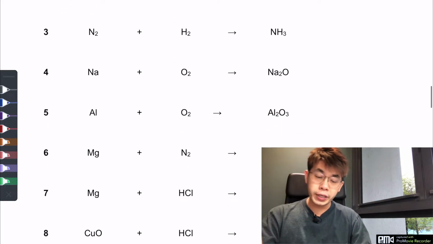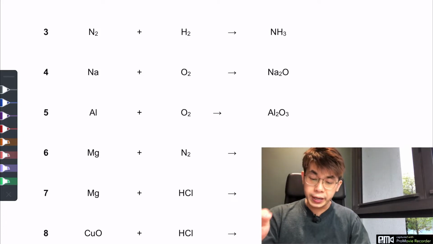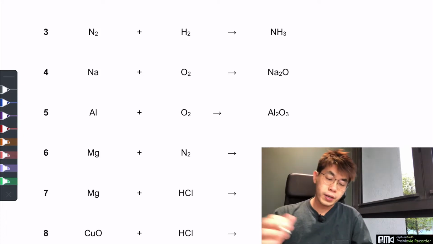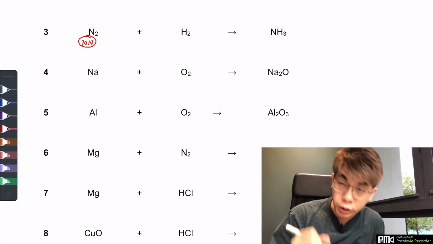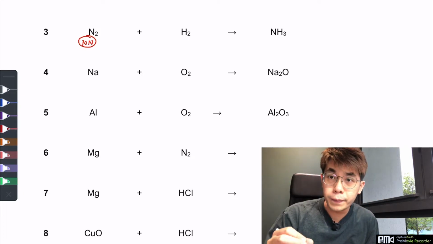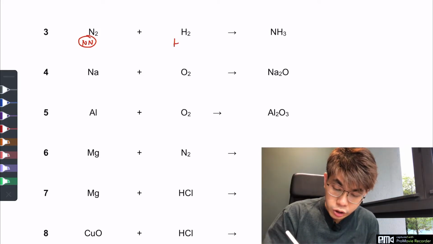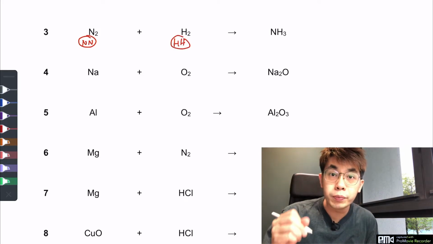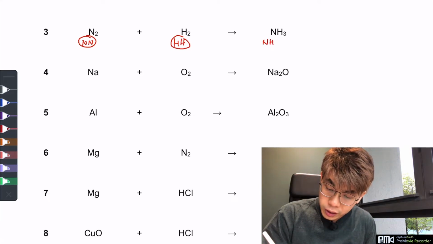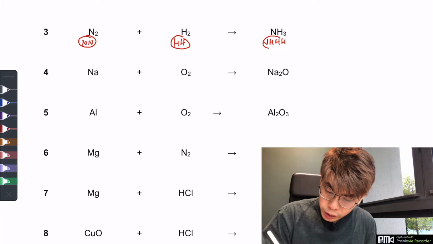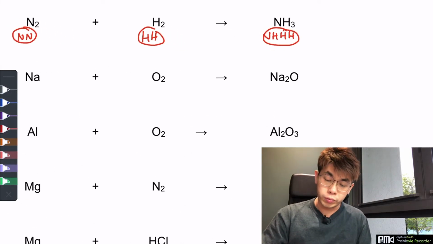I have nitrogen gas reacting with hydrogen gas to form ammonia gas. So again, I write N, and then I draw a circle around it because it's a nitrogen molecule. And then I have an H, and I draw a circle around it because it's a hydrogen molecule. And then NH3 has an NH because it's an ammonia molecule.